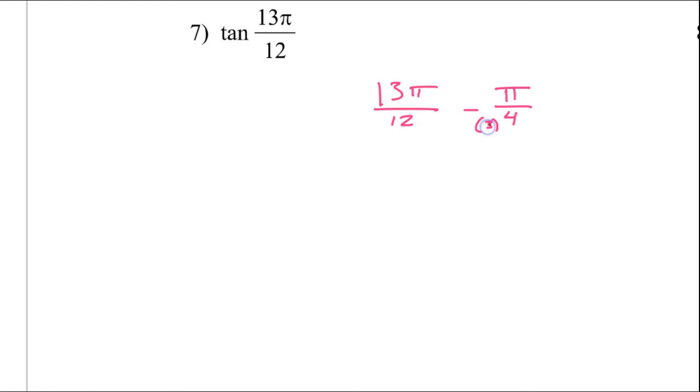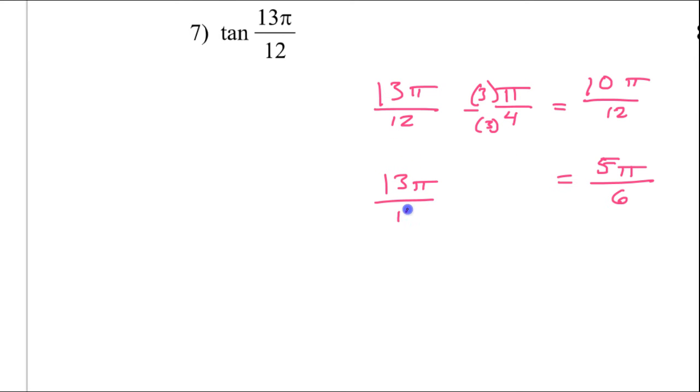So of course I would need a common denominator, so I would multiply by 3. Now if I do that, I've got 13 pi over 12 minus 3 pi over 12, so that's going to give me 10 pi over 12. So that's going to reduce down to 5 pi over 6. So this is looking good since pi over 6 is one of our special angles. So now I've got 13 pi over 12 minus pi over 4 is equal to 5 pi over 6.